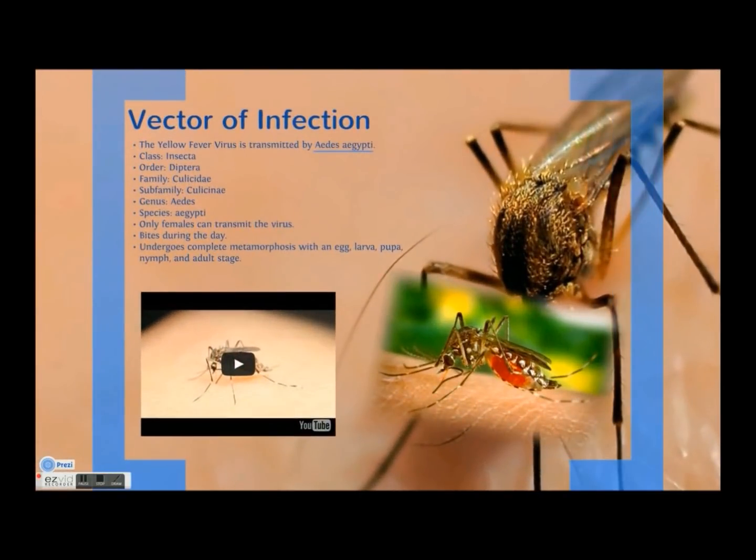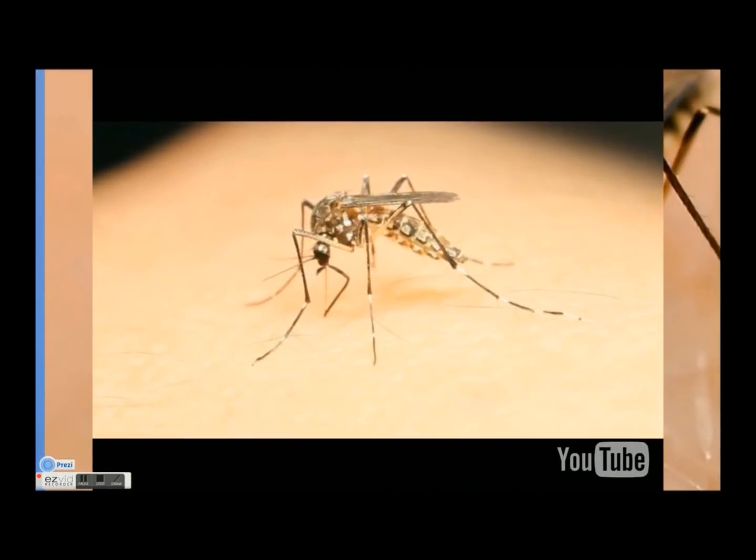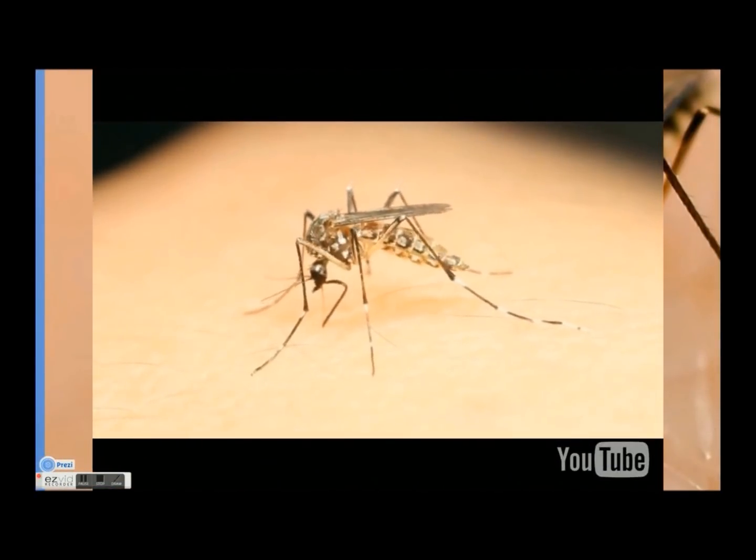The yellow fever virus is transmitted by Aedes aegypti, of class Insecta, order Diptera, family Culicidae, subfamily Culicinae, genus Aedes, and species aegypti. Only females feed on blood, so only females can transmit the disease. Females feed in the day. The mosquito undergoes complete metamorphosis with an egg, larva, pupa, nymph, and adult stage. Here we see an Aedes aegypti adult feeding on a human host.